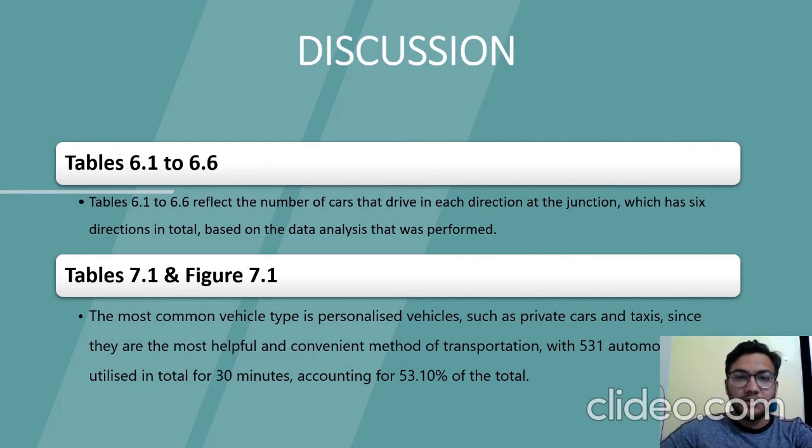Okay. Based on the data analysis that was done, table 6.1 to table 6.6 show the number of vehicles that travel in each of the 6 directions. Since they are the most practical and useful for transportation, private cars and taxis are the most often used vehicle categories with 531 vehicles, or 53.10% of the table, in the 30-minute period.